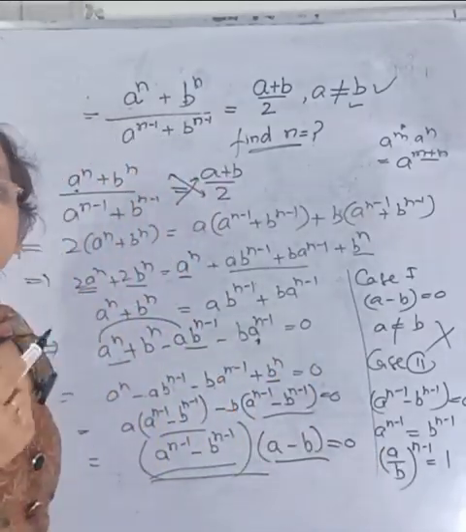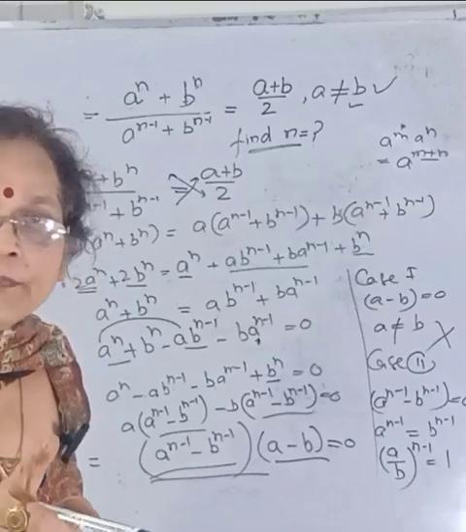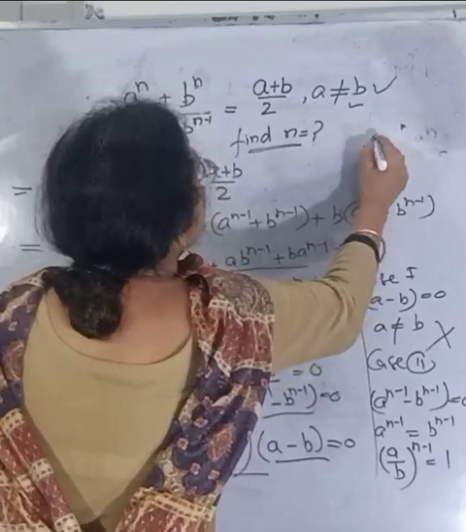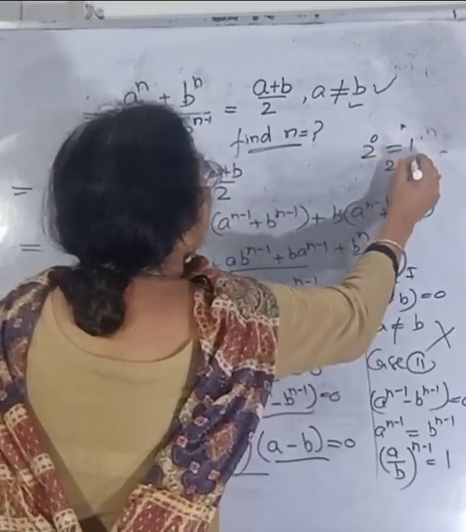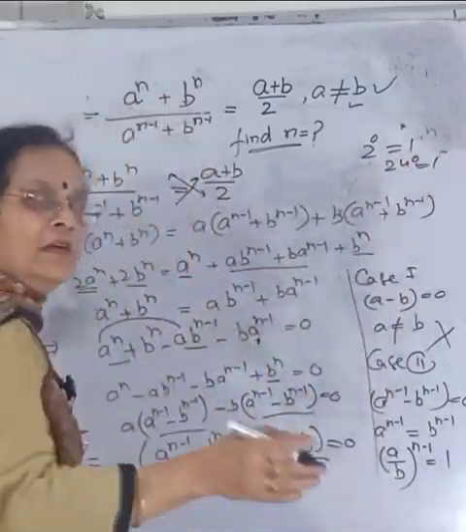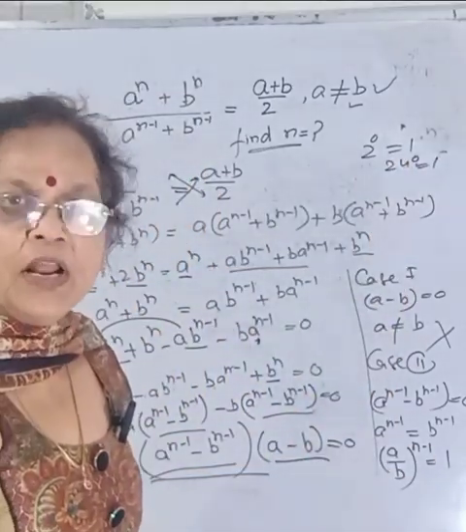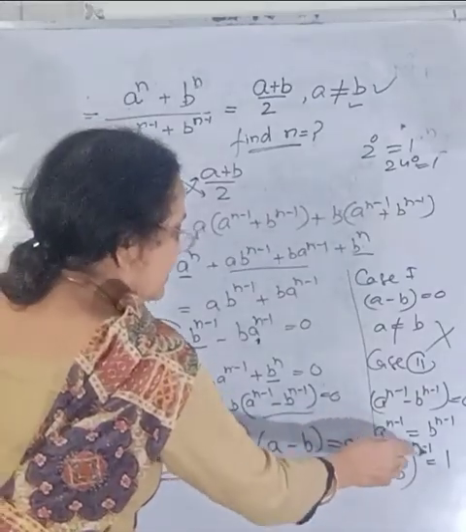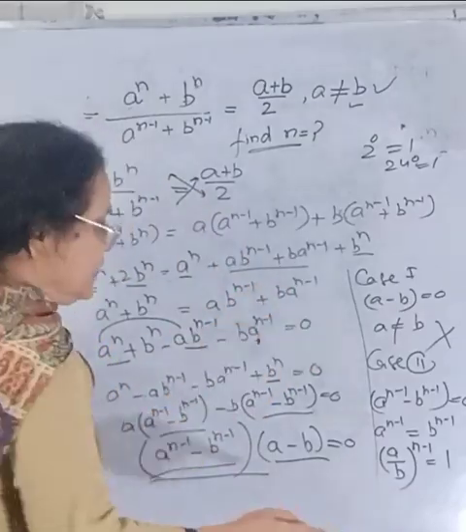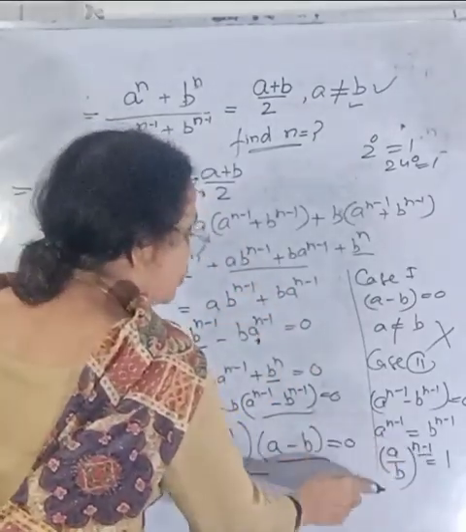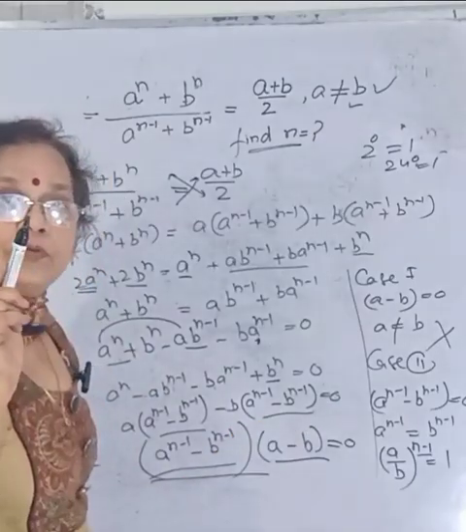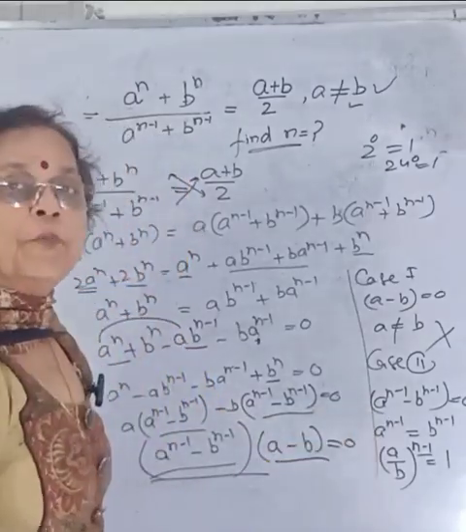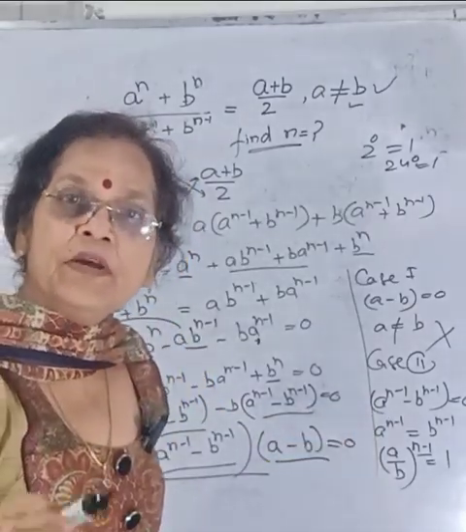Now, any number having the power 0 is equal to 1. 2 to the power 0 is equal to 1, 24 to the power 0 is equal to 1. Whatever the type of the number inside the bracket, fractional or rational, having the power 0 is always equal to 1. It means this power should be equal to 0. That is why after applying this power on the fraction a upon b, the result will be 1.